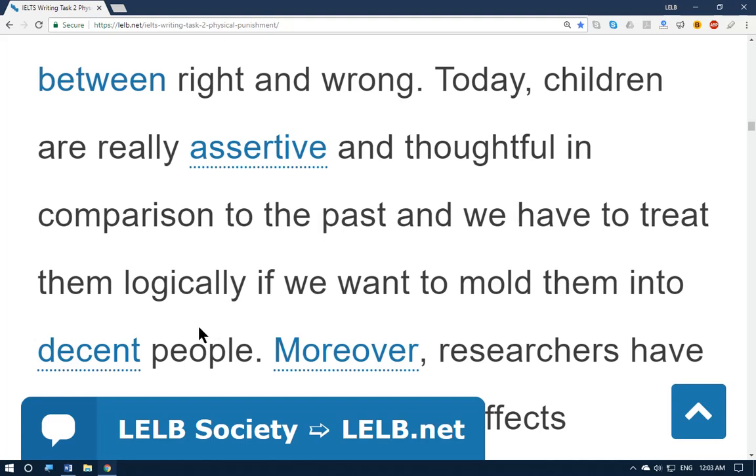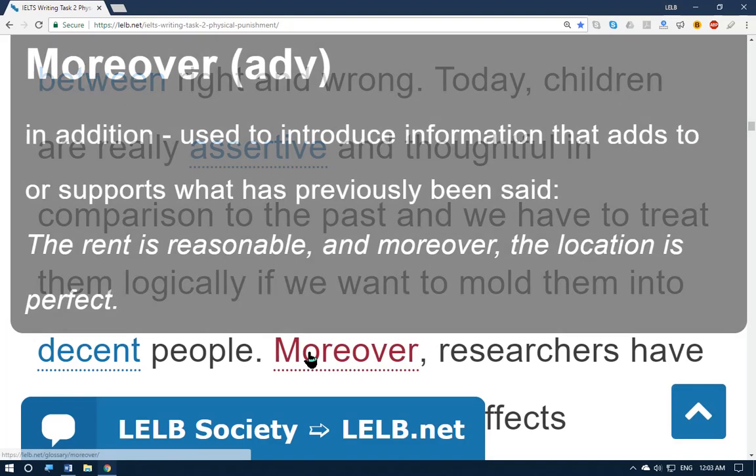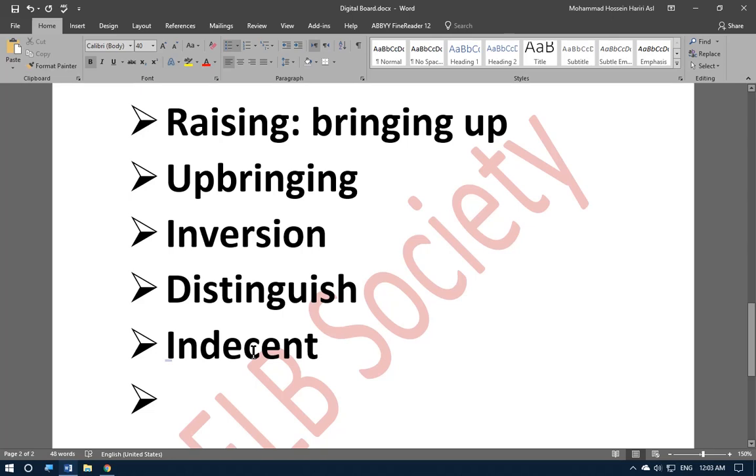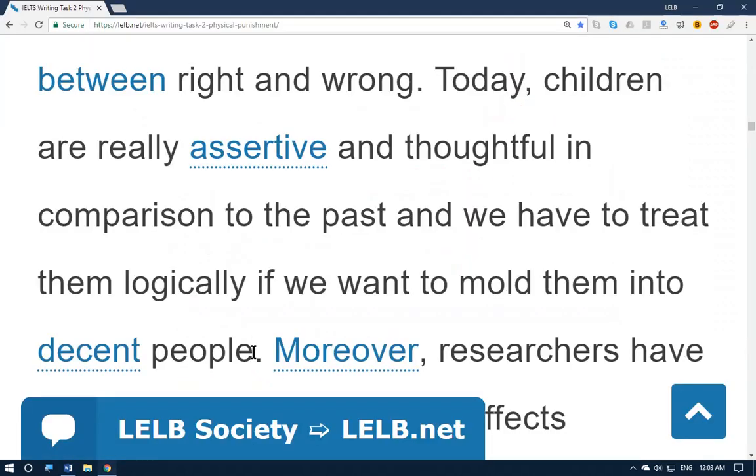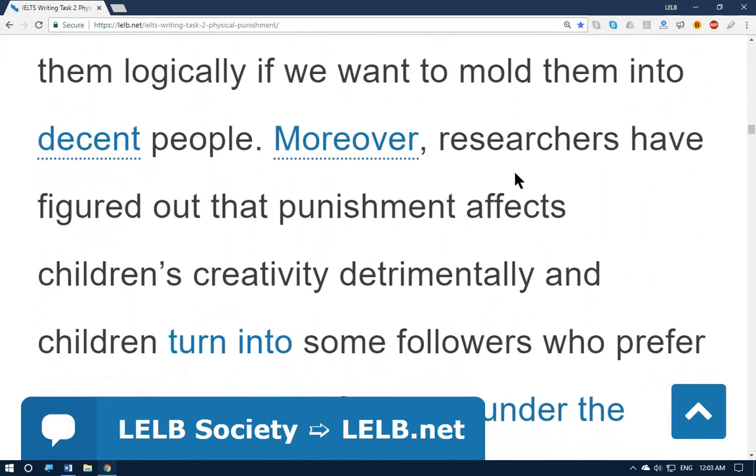So as I said, we are here to practice all aspects of the English language, not just essay writing, but also grammar, pronunciation, reading comprehension, vocabulary, and all the aspects of the English language. Moreover, which is a conjunction, which means furthermore, researchers have figured out or understood.